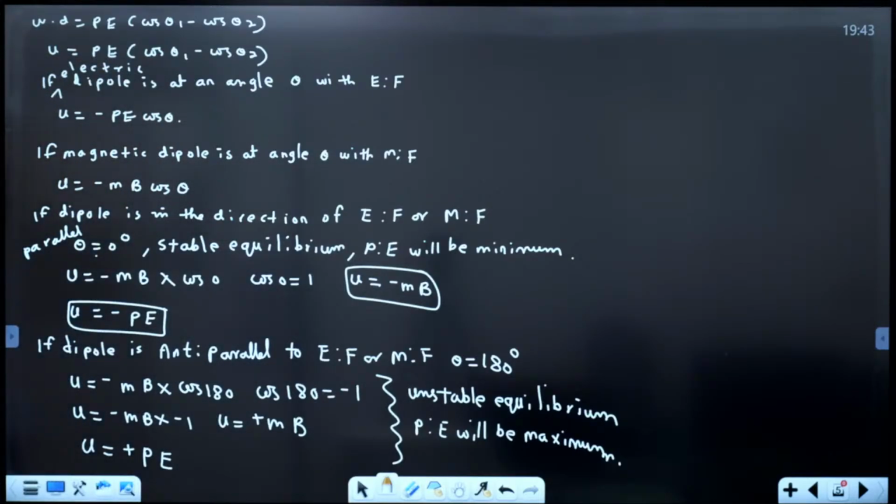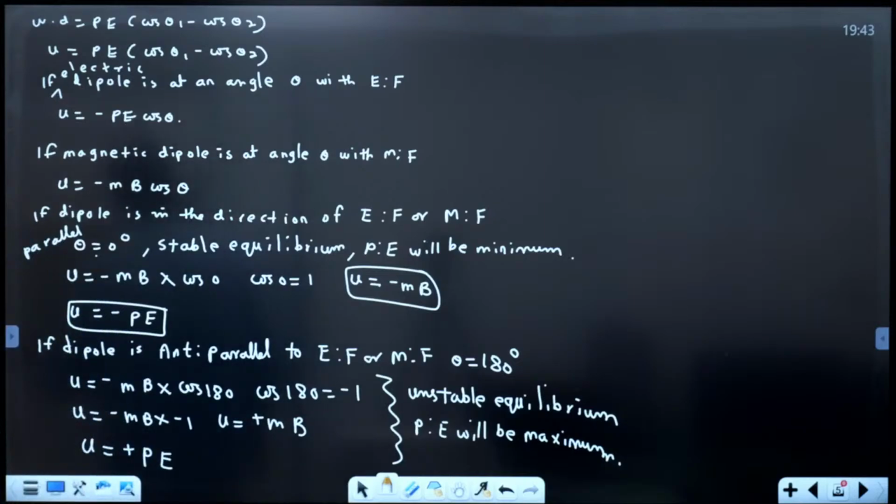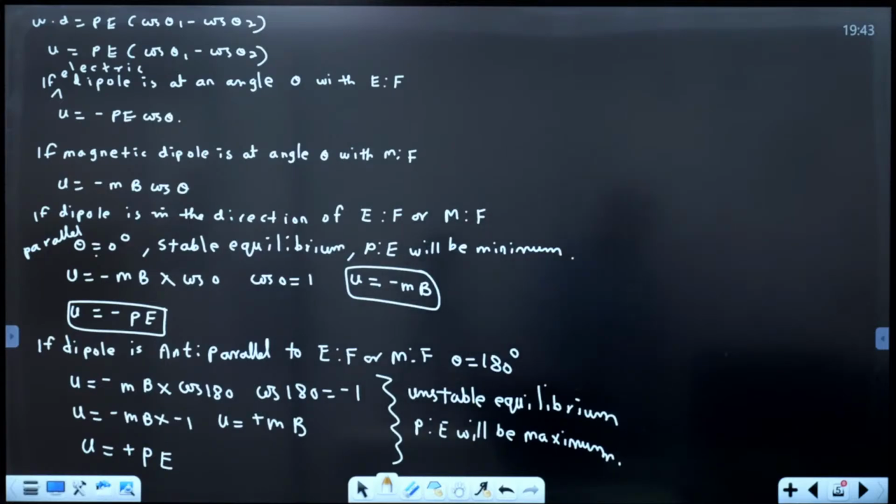Any doubts here? We are just comparing the first chapter and the fifth chapter and writing the equation. Every equation is almost the same. The only difference is what? In the first chapter we have the electric dipole moment P, and in the fifth chapter we have the magnetic moment M. Any doubt?